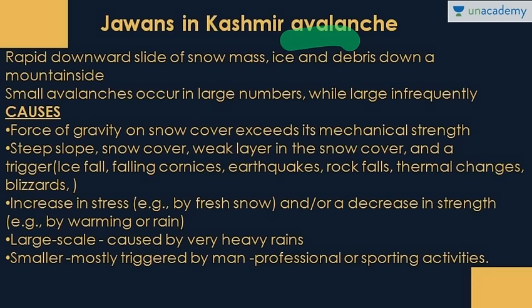So firstly, I hope you understand the meaning of avalanche. Avalanche is a rapid downward slide of snow mass, ice, and simultaneously debris. So it is downside a mountain. It's on the steep slope of a mountain. The snow mass rapidly comes down.